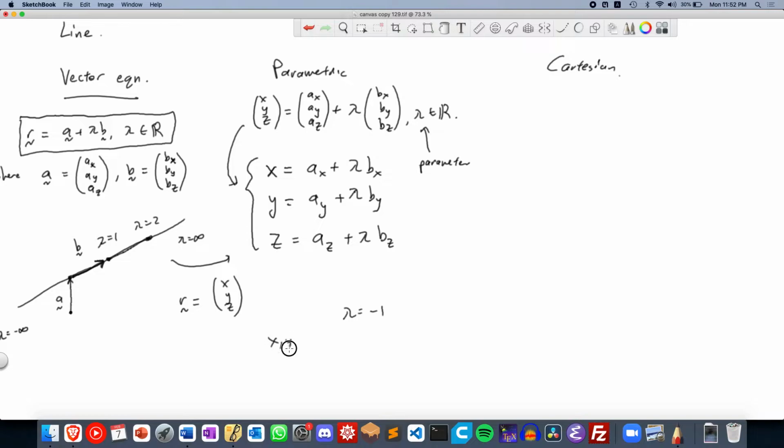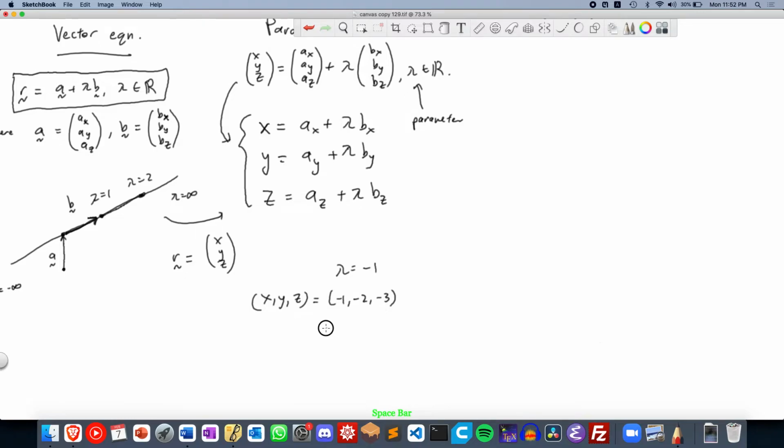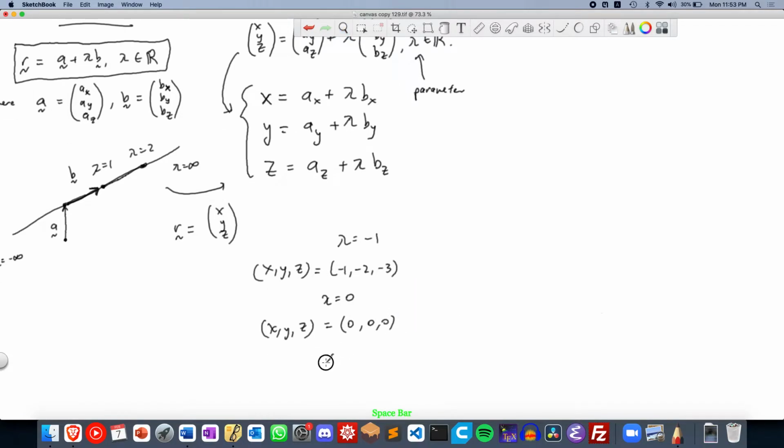So let's say we get x, y, z equals to, let's just say it's 1, 1, 1. Let's just say it's -1, -2, -3. Okay, then we substitute lambda equals to 0, then let's just say x, y, and z is going to be 0, 0, 0. Then we substitute lambda equals to 1, then x, y, and z is going to be 1, 2, 3, and so on.